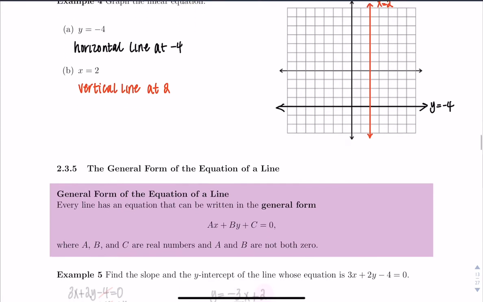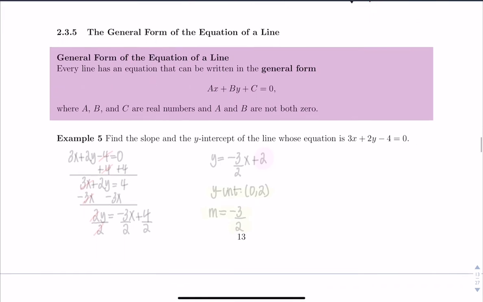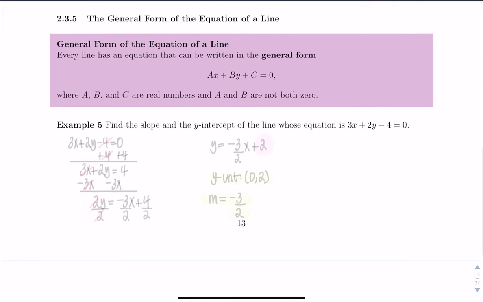The general form of the equation of a line is ax plus by plus c equals 0, where a, b, and c are real numbers and a and b are not both 0. We don't use this form that much because it doesn't tell us too much about the line, but we can transform this form into other forms so that we can figure out the slope and the y-intercept. So we have 3x plus 2y minus 4 equals 0. We want to know the slope and the y-intercept. So the best form to turn this into is slope-intercept.